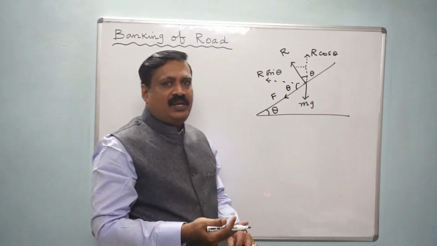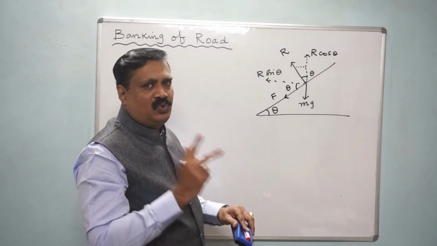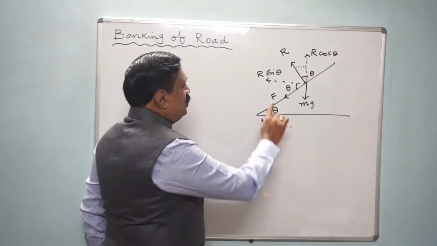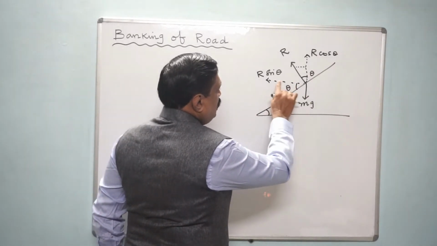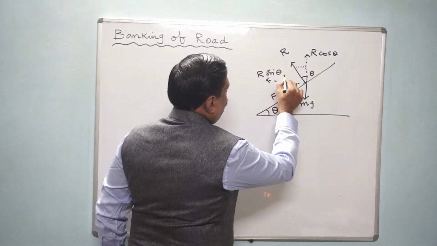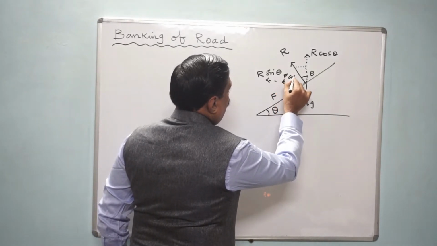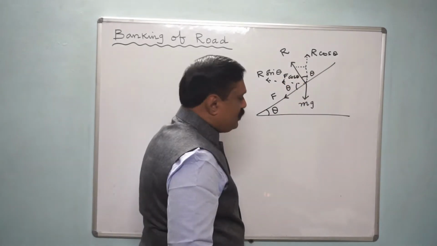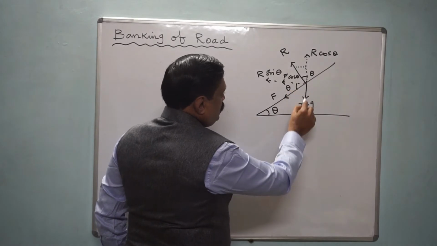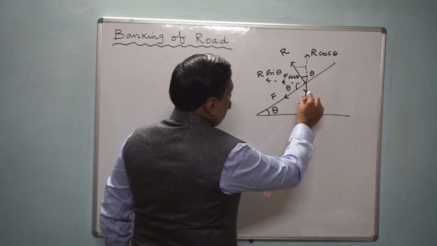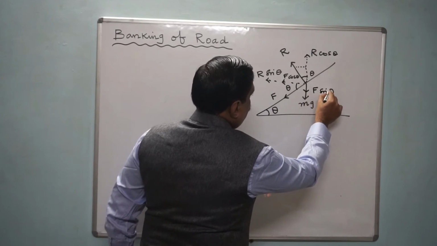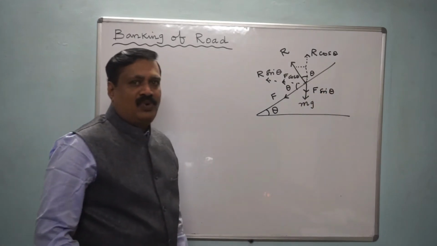Now again we can resolve F into two components. Now this is theta, so this is horizontal. Therefore you can write here F cos theta. If this is the horizontal component, this is the vertical component. Therefore here you can write F sin theta. Now the diagram is over.